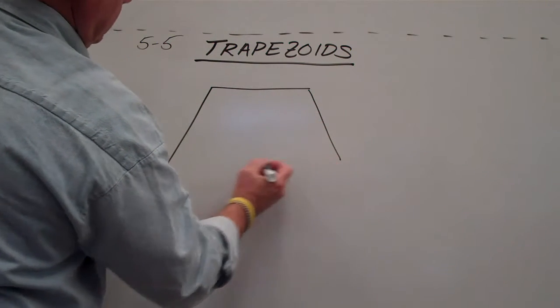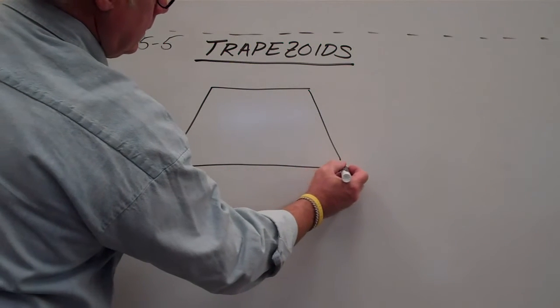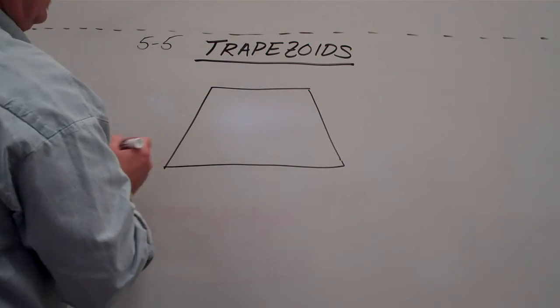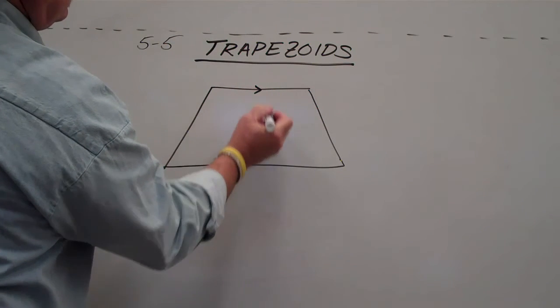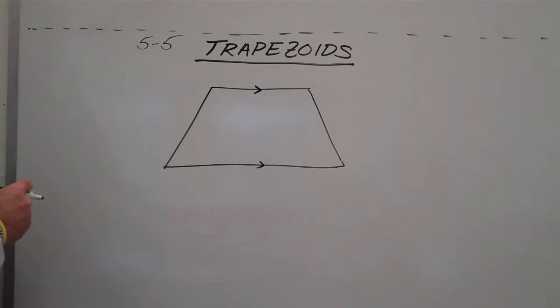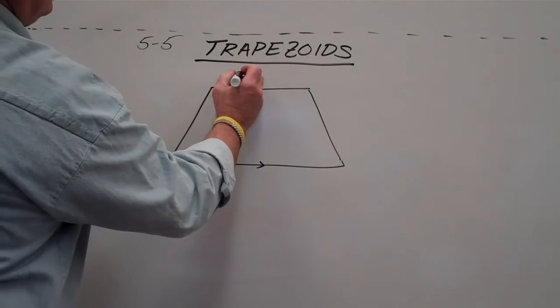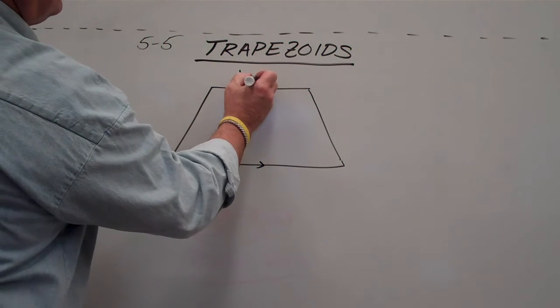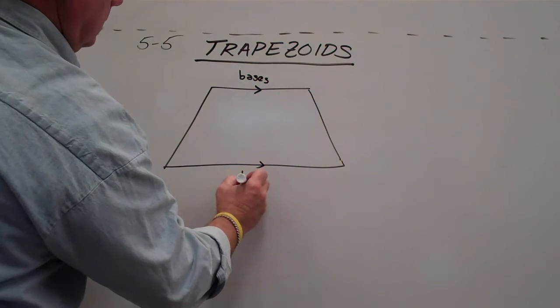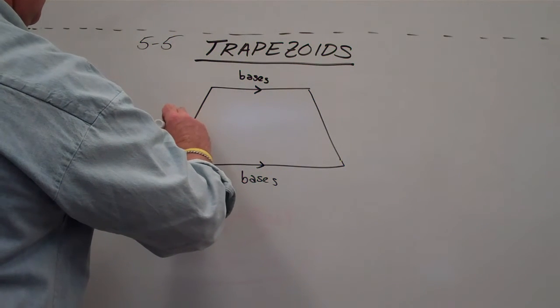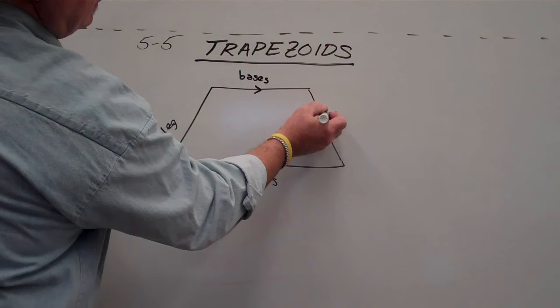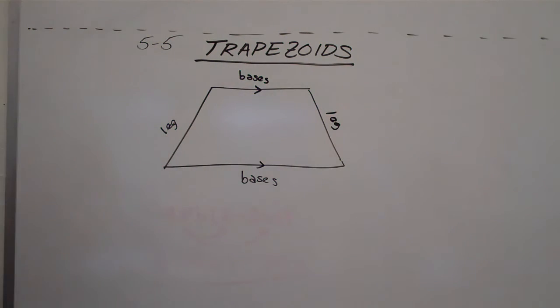And being a quadrilateral, it has four sides. And the key thing about these quadrilaterals is that we have two sides, and only two sides, that are parallel. And these sides that are parallel are called bases. In this case, top and bottom. And these sides that are non-parallel are called legs.